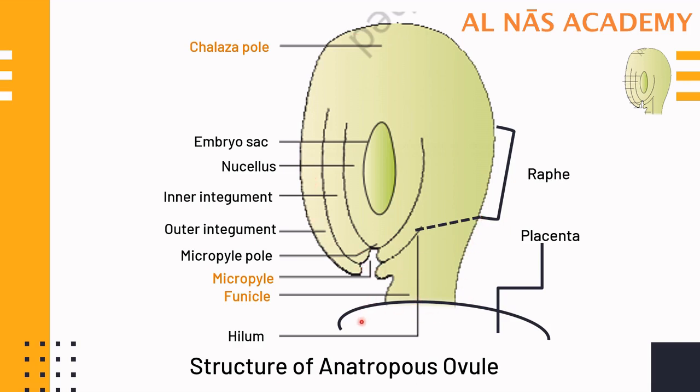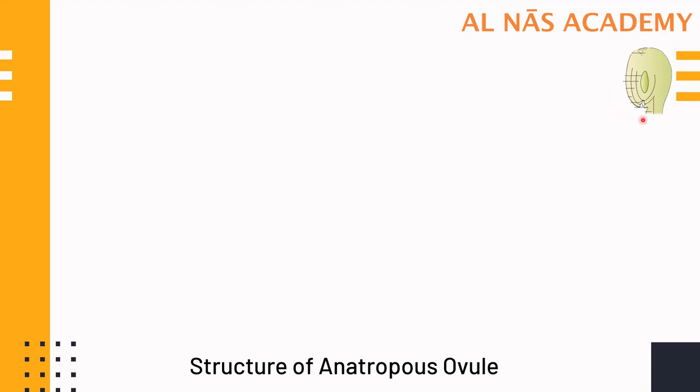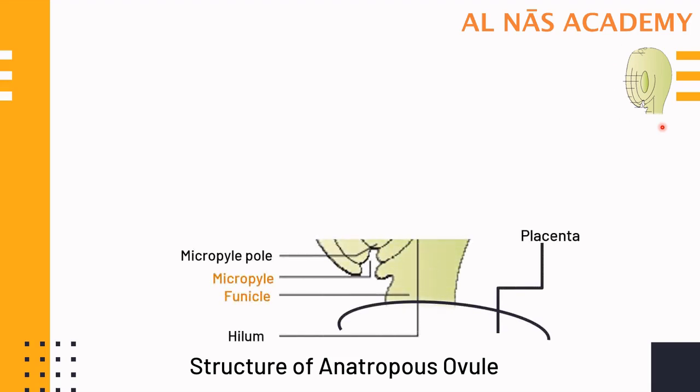So this is the stalk-like part which is attached to the placenta, and the entire body-like part. We will study them in detail now. This is the anatropous ovule which we are going to study. For convenience, I have divided it into three parts. First we are going to see the lowermost part, the stalk-like structure, which is called the funicle, through which it is attached to the placenta.